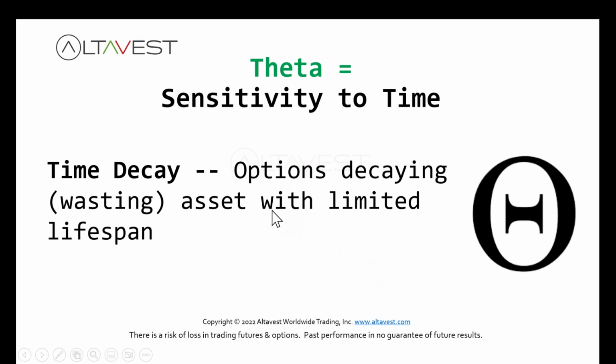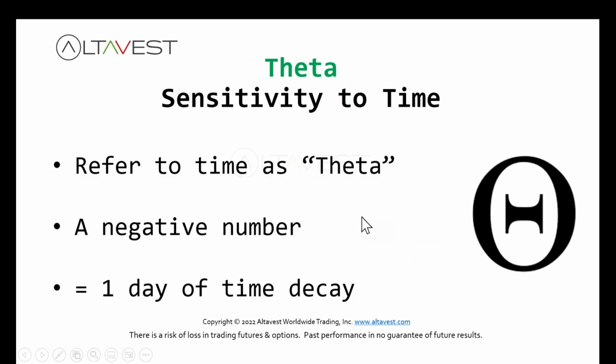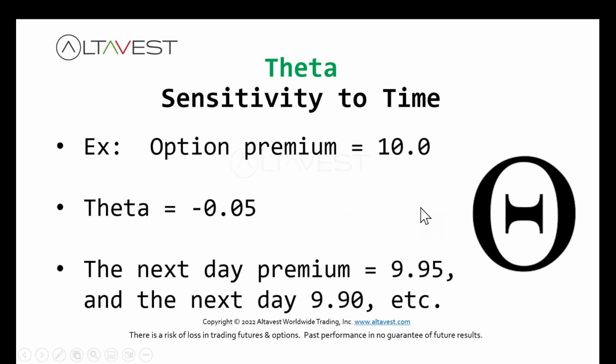And then theta is time decay. Options are a wasting asset with limited lifespan. And remember, that's referred to as theta as a negative number. It equals 1 day of time decay. So for example, if an option's at 10 points and theta is negative 0.05, the next day after that, the premium is 9.95, and after that, 9.90, and then it drops from there.